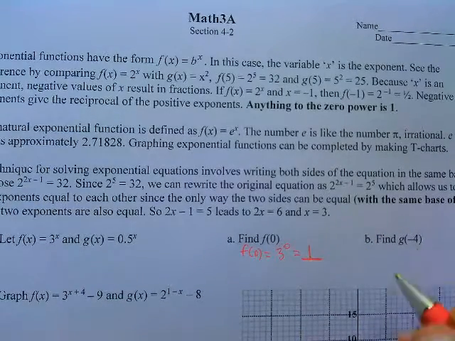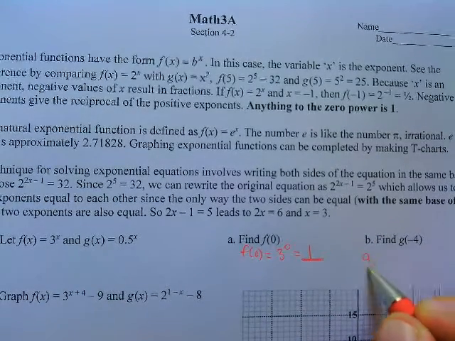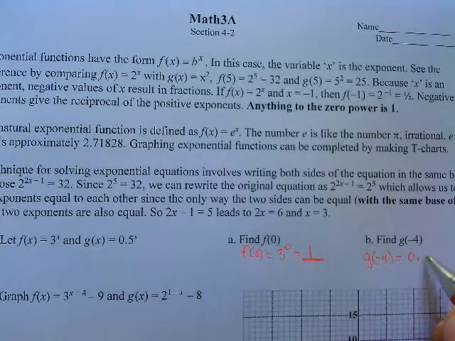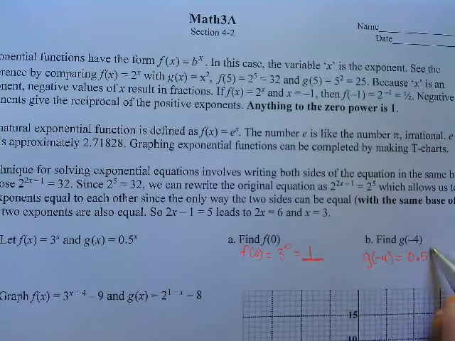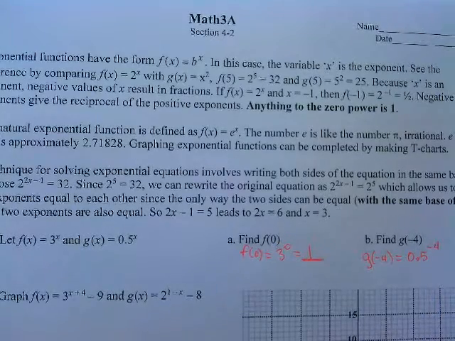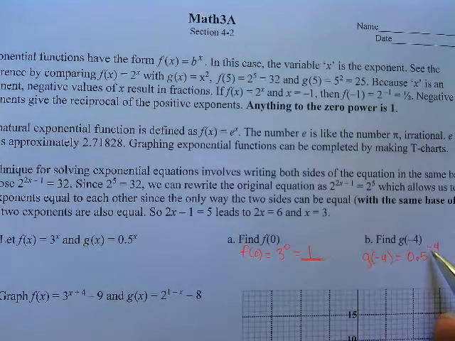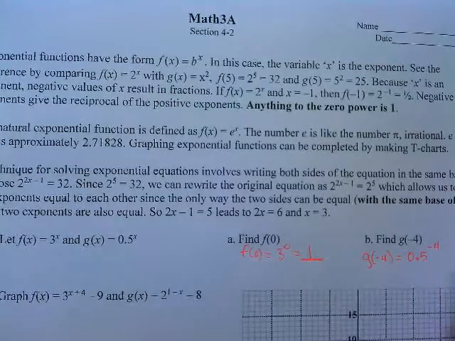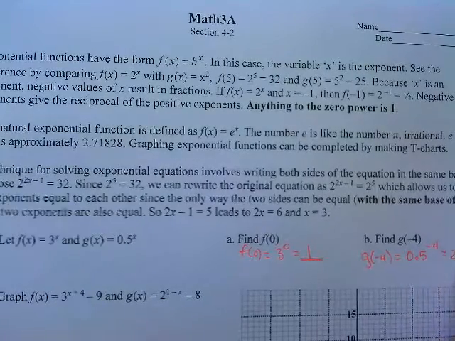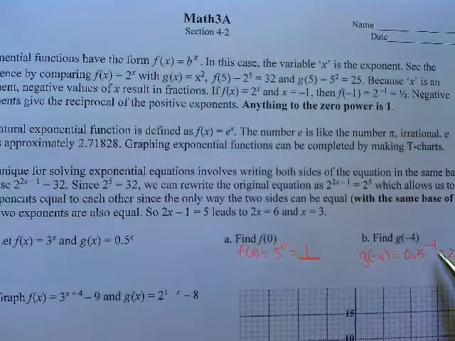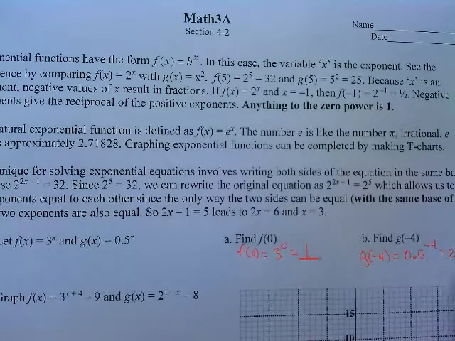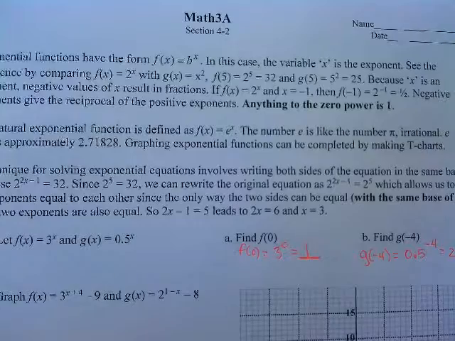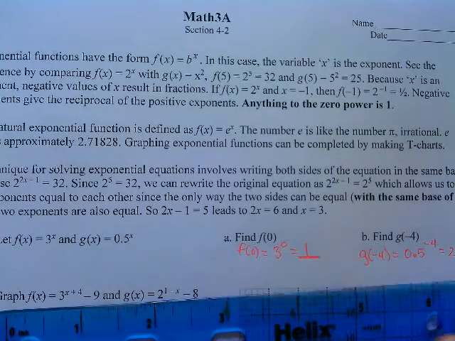In the second one, we want to find g of -4. So g of -4 is going to equal 0.5 to the -4. Remember that the negative sign means the reciprocal of what's here. This is 1/2, so the reciprocal of 1/2 is 2. So that becomes 2 to the 4th. Please note that now we don't have the negative sign because I've used the reciprocal, and 2 to the 4th equals 16.